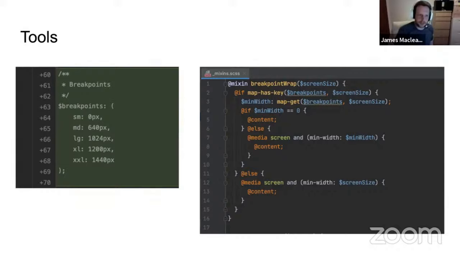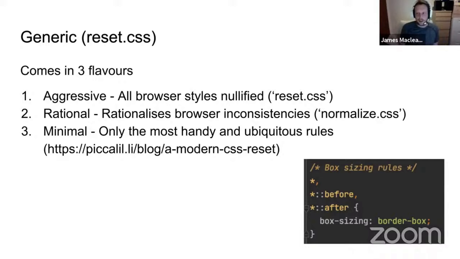The next layer is the generic layer, which is basically where you have a CSS reset, and things that are just obvious to have, like the border box thing. If you had nothing else, you'd probably have this anyway.